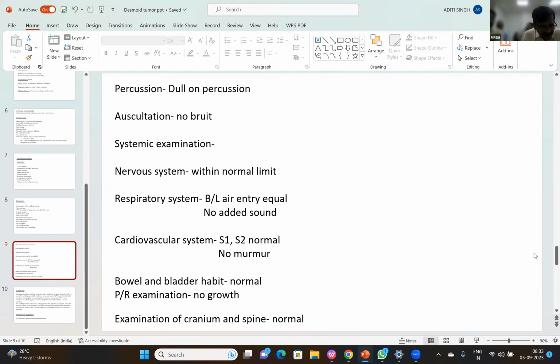Okay. And again, the system examination. You can state bladder and bowel habit normal, which doesn't come in system examination. PR examination goes to abdominal examination because this is a primarily abdominal case.